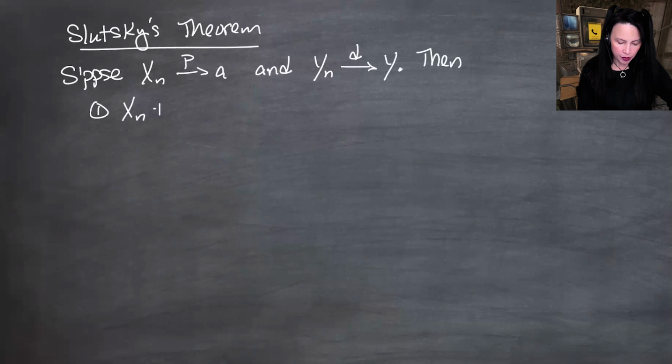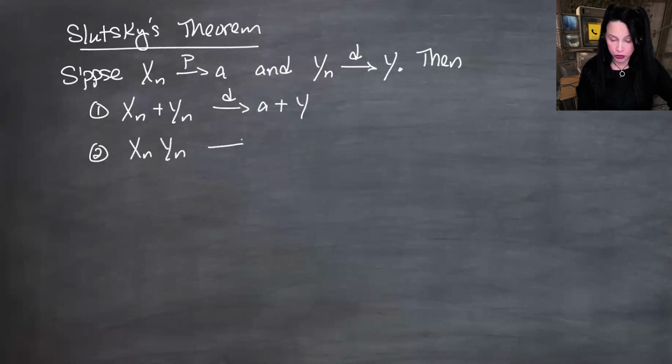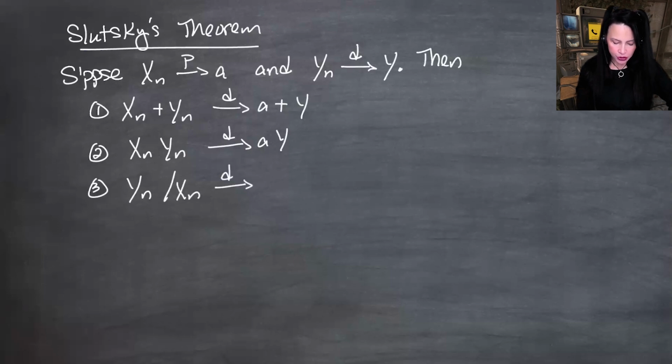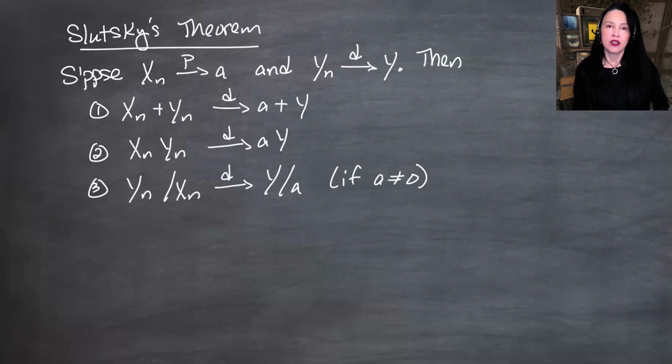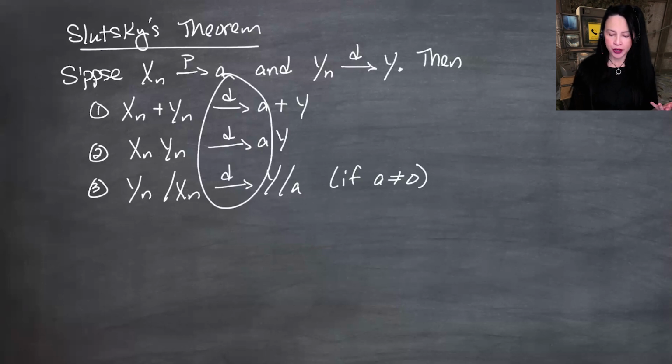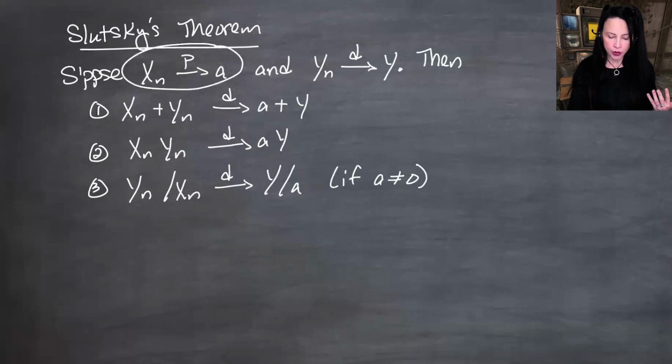So then we have a few things. One is that xn plus yn converges in distribution to a plus y. The second is that the product converges in distribution to the product of a times y. And finally, the ratio yn over xn converges in distribution to y over a, provided a is not 0. So the first thing I want to point out here is that all of the types of convergence in distribution are the weaker type. We're combining a convergence in probability result with a convergence in distribution result. And the best we can hope for when we combine them is the weaker type of convergence. But these are some really useful results.